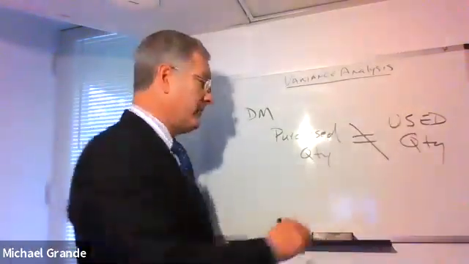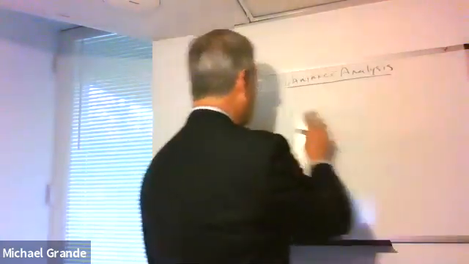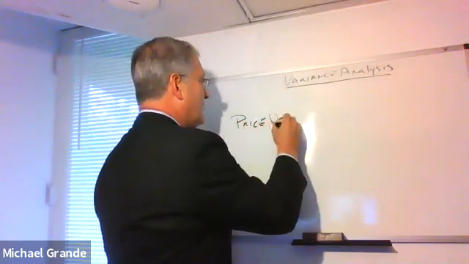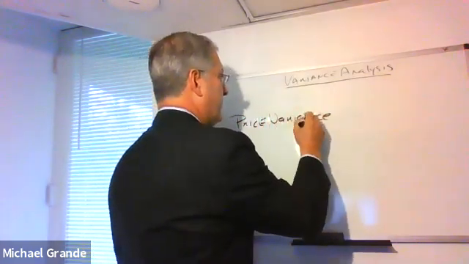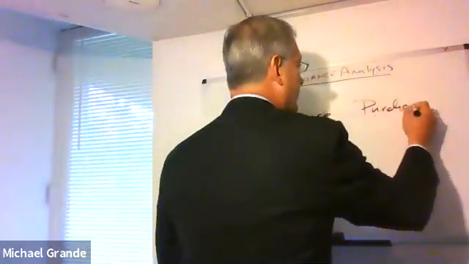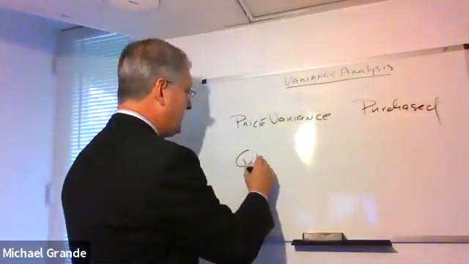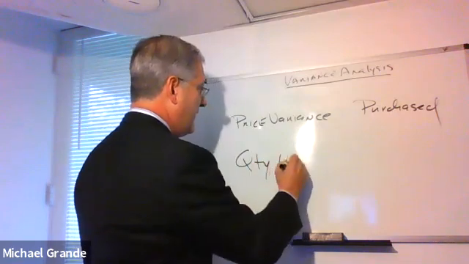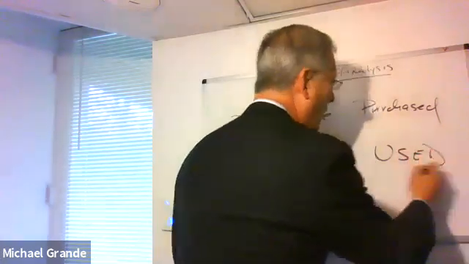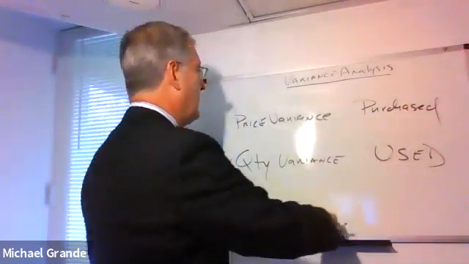So what are we to do? Well, we need to do a couple of things. We need two separate calculations. The price variance is going to be based upon what was purchased, and the quantity variance is going to be based upon what was used. Okay, and we're going to see an example just like that right now.